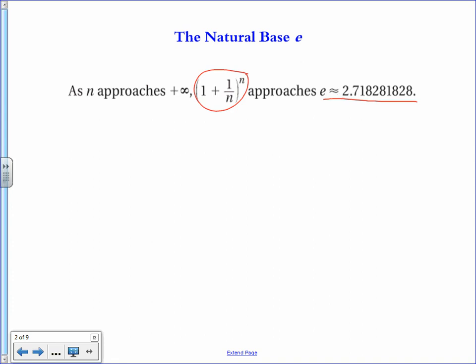And as n gets bigger and bigger, the value of that expression approaches this number e, 2.7182 and so on and so forth. And so they've given it a name. It's called the natural base, and it comes up in exponential and logarithmic equations a lot, and that's why it's part of this chapter. So we're going to start by learning how we do things with e. For example, how do we simplify expressions where e is the base?